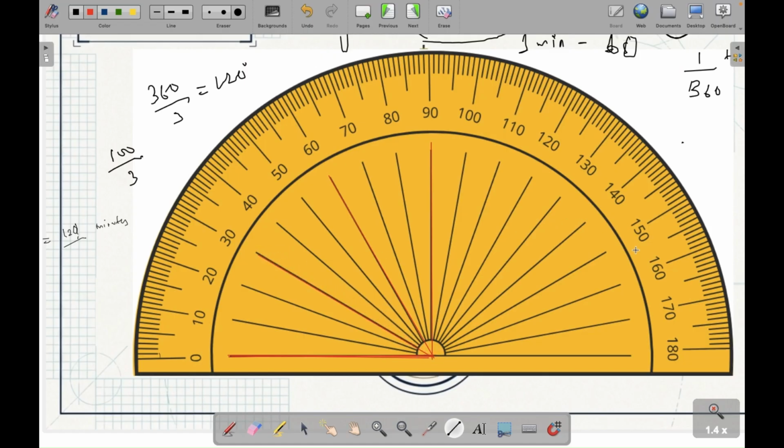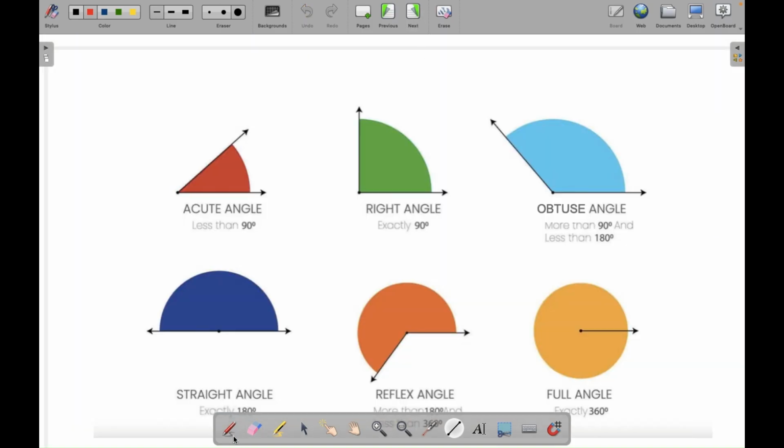If you have to draw 150 degrees, one line should be here, the other line should be here, like this. So this is how you use a protractor to draw different angles. Now you have different classifications, or different types, of angles based on that. If you have drawn an angle that is less than 90 degrees, that is known as an acute angle. So acute angles are the angles that are less than 90 degrees.